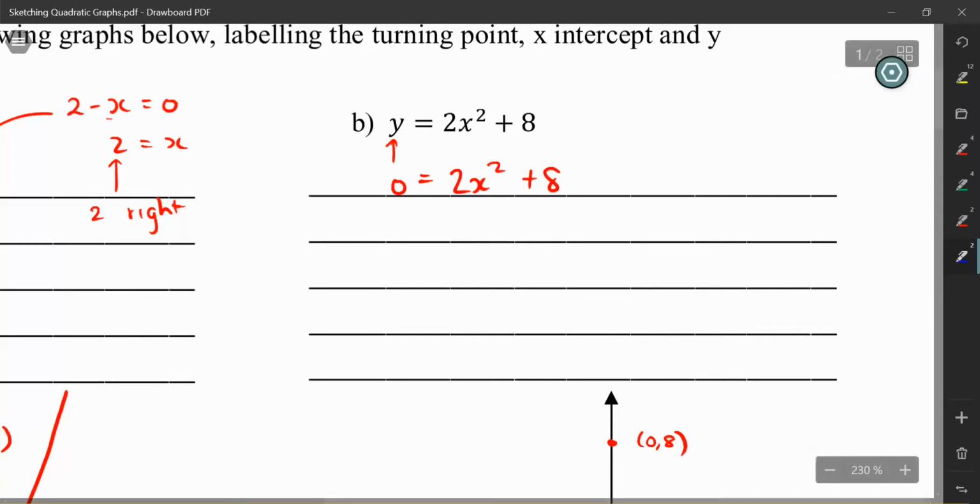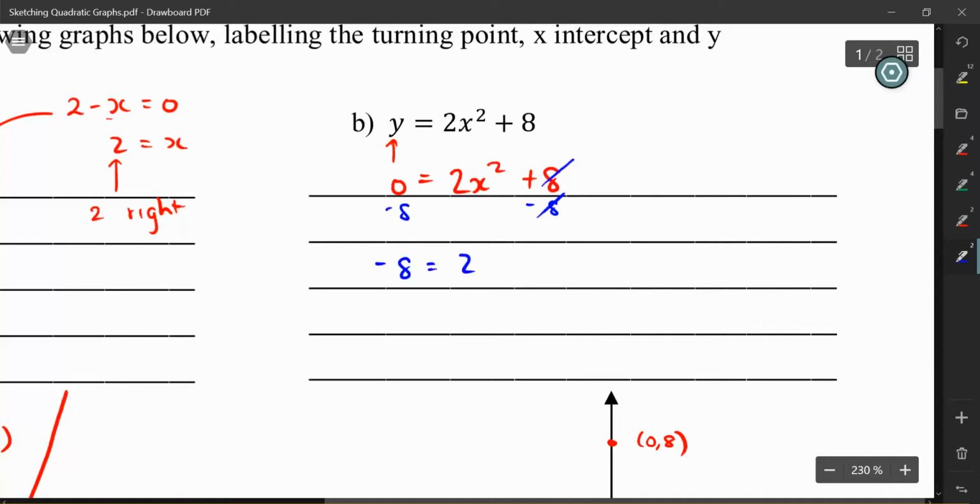I'll read the equation afterwards, but let's do it algebraically. Minus 8 on both sides because it's plus 8. 8 minus 8 cancels out. You get negative 8 equals 2 times x squared. Divide both sides by 2 because that's times 2. 2 divided by 2 cancels out, and now I get x squared is equal to negative 4.